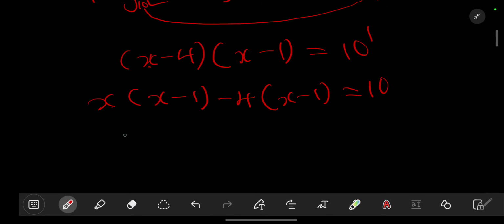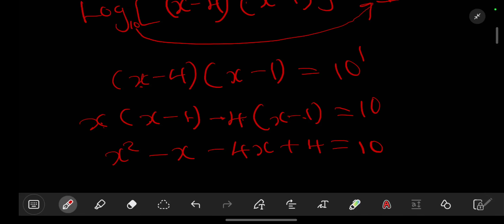So we multiply x times x, which is x squared. X times negative 1 is minus x. Negative 4 times x will be minus 4x. Negative times negative is plus. We have 4 should be equal to our 10, like that.